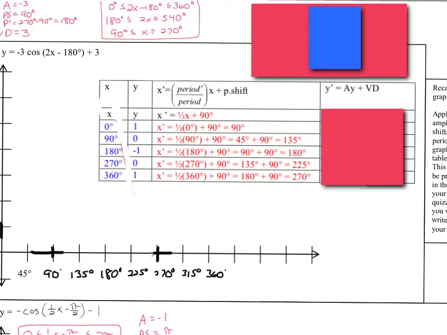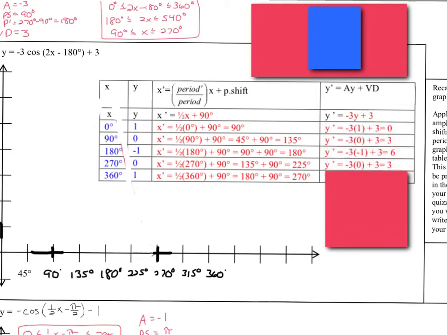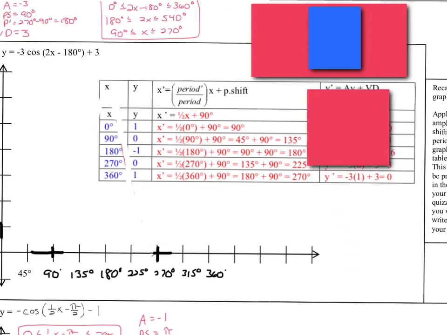To find the y values, you take A times y and add in your vertical displacement. A is negative 3, vertical displacement is 3. So we take each of these y values, multiply them by negative 3, and then add 3. That's going to give us these y values: 0, 3, 6, 3, and 0.